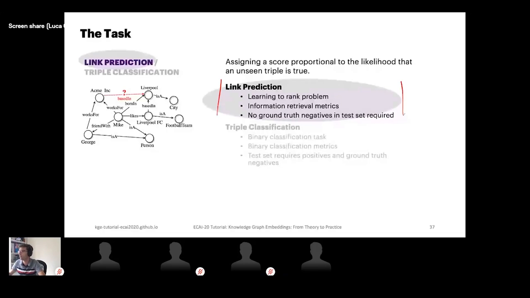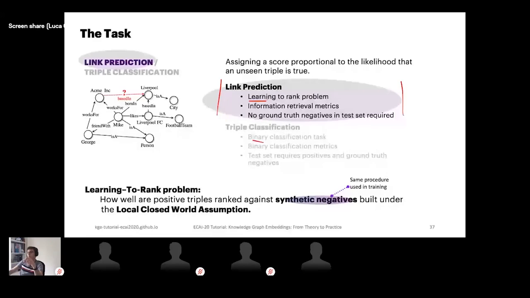So let's not talk about binary classification. Let's talk about the problem of assigning a score proportional to the likelihood that a novel triple is true or false by casting it to a learning to rank problem, right? So what does it mean? It means that we're gonna see how well each positive triple in a test set ranks against some synthetic negatives. Again, you find the synthetic negatives, again, it's the same. We're gonna use the same procedure that we use during training to generate them.